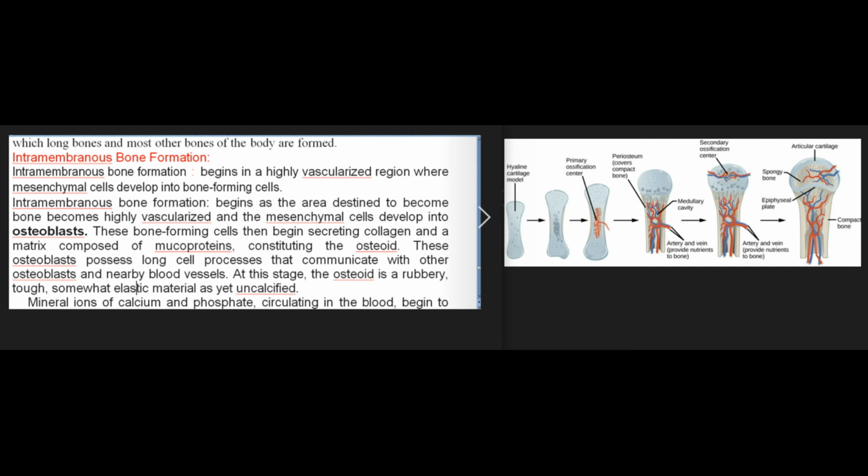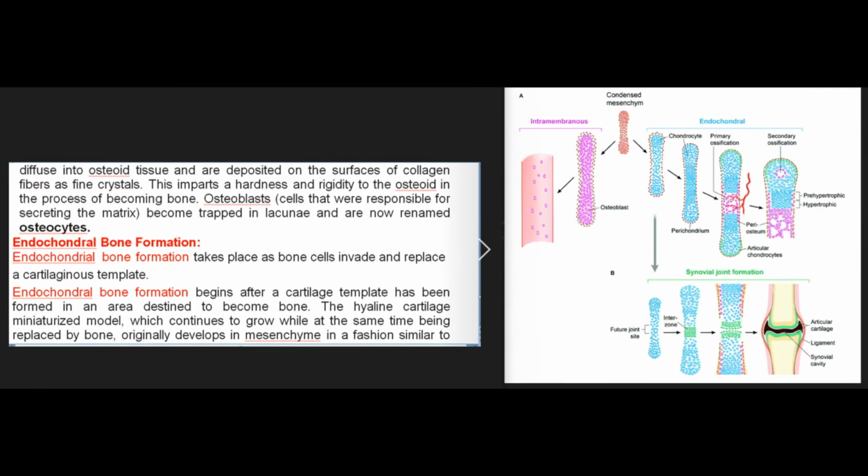Mineral ions of calcium and phosphate, circulating in the blood, begin to diffuse into osteoid tissue and are deposited on the surfaces of collagen fibers as fine crystals. This imparts a hardness and rigidity to the osteoid in the process of becoming bone. Osteoblasts, cells that were responsible for secreting the matrix, become trapped in lacunae and are now renamed osteocytes.